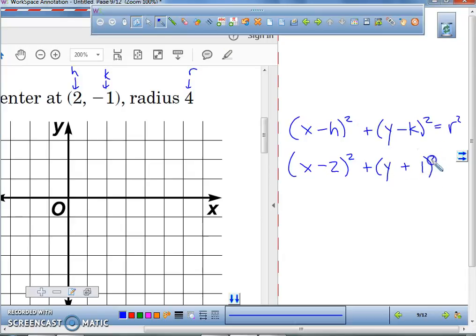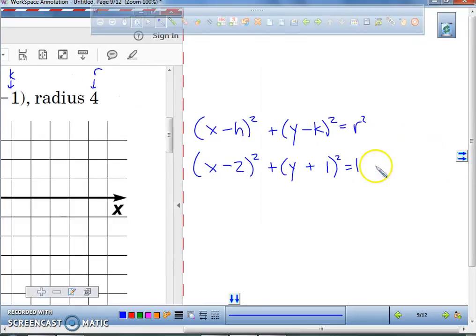Now, if you're watching this video and you don't know what just happened, just know this. A negative times a negative is a... Wow, that's my enthusiastic class answering right there for you. Yes, a negative times a negative is a positive. Now, this is my radius squared, so I'm not going to put the number 4. I'm going to put the number 16.